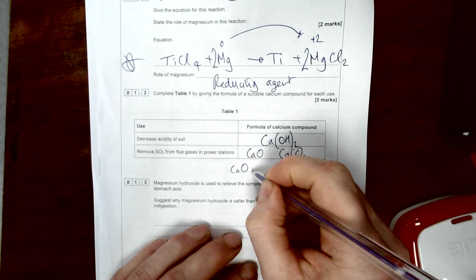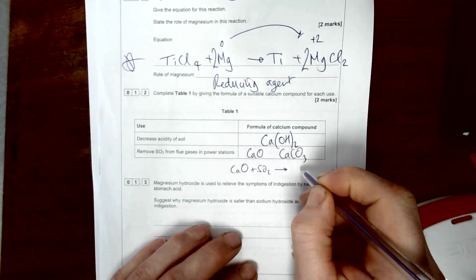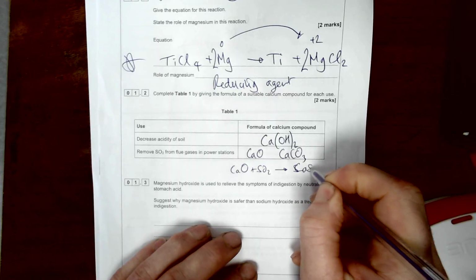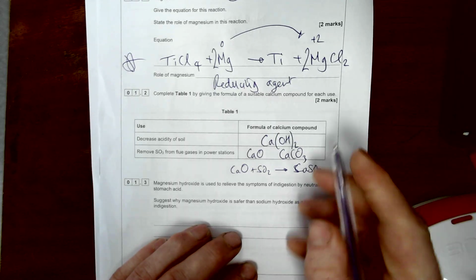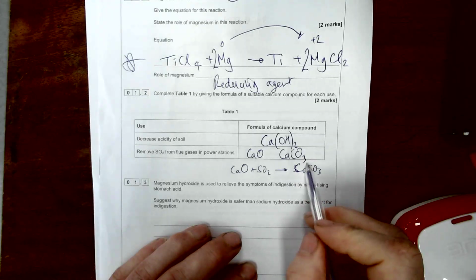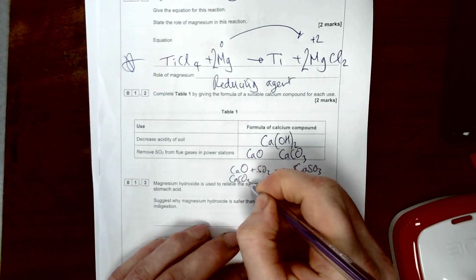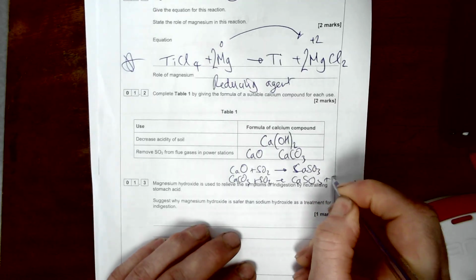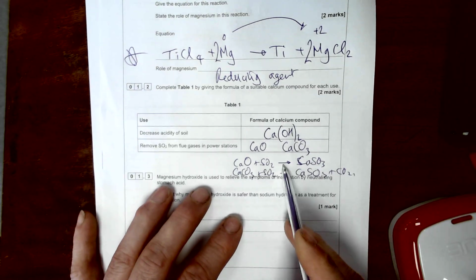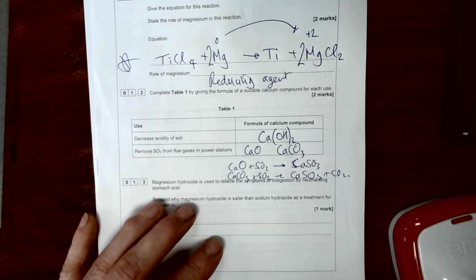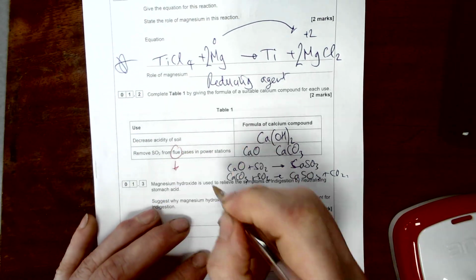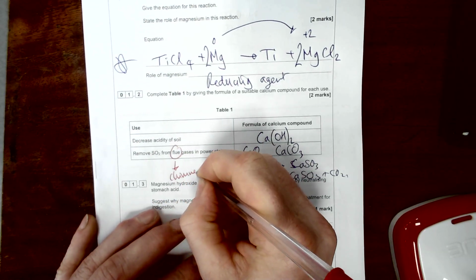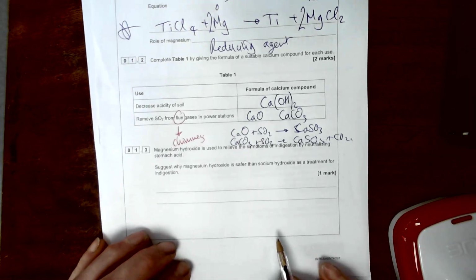If you remember, you can have calcium oxide plus sulfur dioxide makes CaSO3, or you can have calcium carbonate plus SO2 makes CaSO3 plus CO2. I haven't thought about them for years, but you just know them because you've learned them. By the way, a flue means a chimney. So removing sulfur dioxide from chimney gases.